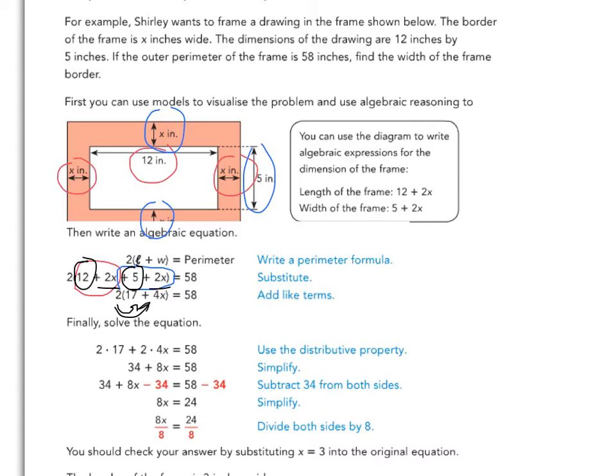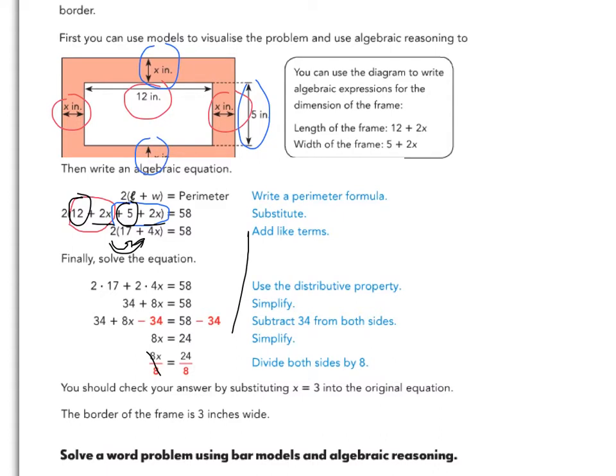Now it's a basic two-step equation. We need to undo, so get rid of the 34. You're going to subtract 34 from both sides. 58 minus 34 is 24. So you get 8x equals 24. Undo your multiplication with division, and x equals 3, okay? So the border of the frame is 3 inches wide. Each one of these x's would be 3, 3, 3, and 3.